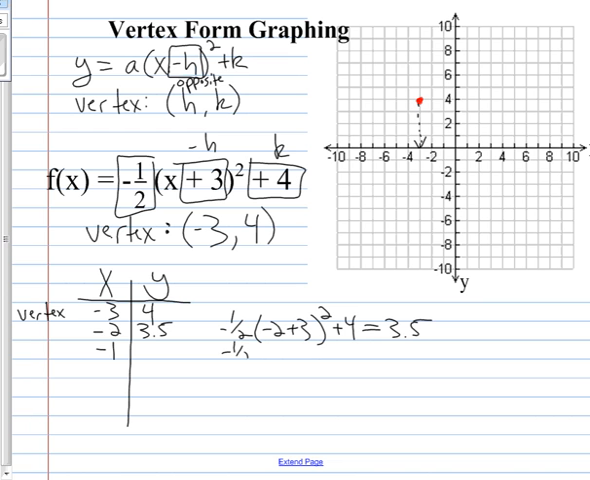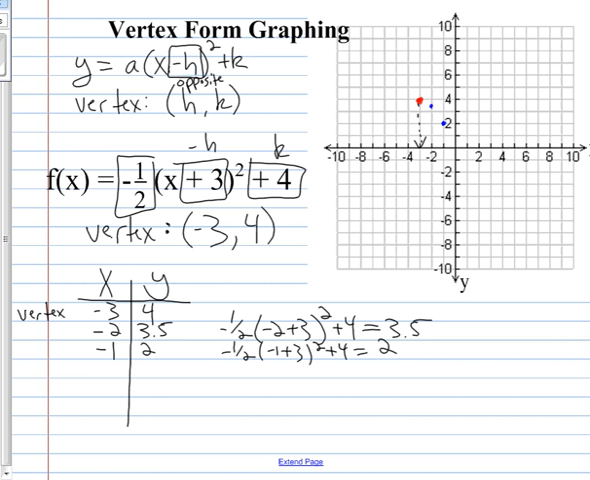And negative 1 would give us 2. So let's plot those points in blue. So negative 2 is 3.5, and negative 1 is 2. Now, if you look at the graph right now, that doesn't look very quadratic. It just goes down on the right side.